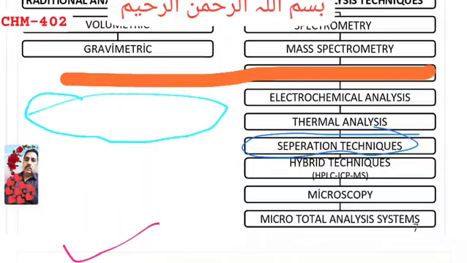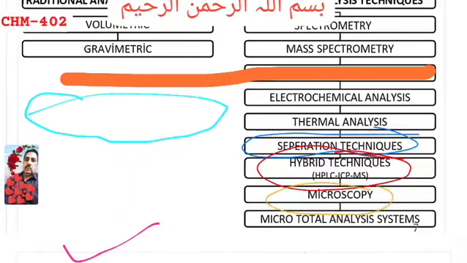Hybrid technique, most commonly utilized. Hybrid technique means a combination of two or more. Here, as given, there is high performance liquid chromatography coupled with mass spectrometry and various other techniques to completely analyze and determine the amount of any substance, even in trace amounts.